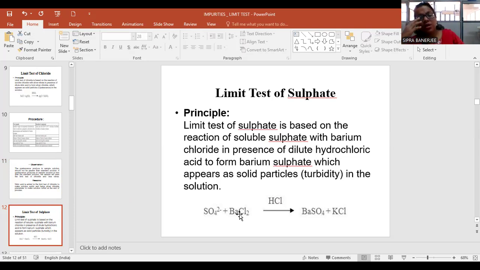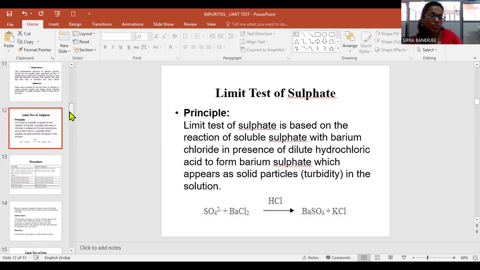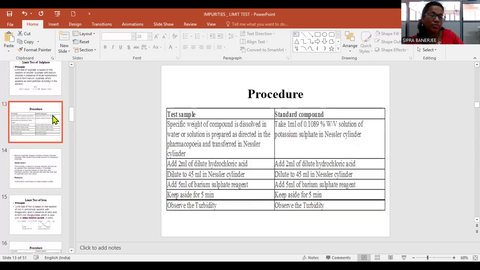Now coming to the limit test of sulfate, that is also important. The limit test of sulfate is based on the reaction of soluble sulfate with barium chloride in the presence of dilute HCl. It will produce BaSO4, which appears as solid particles or turbidity in the solution. So the solution will produce barium sulfate, which will become a turbid solution.